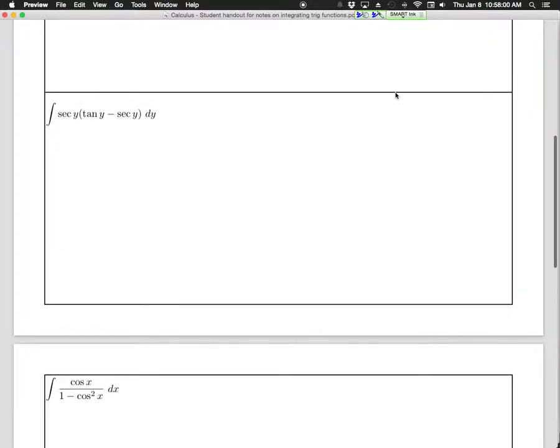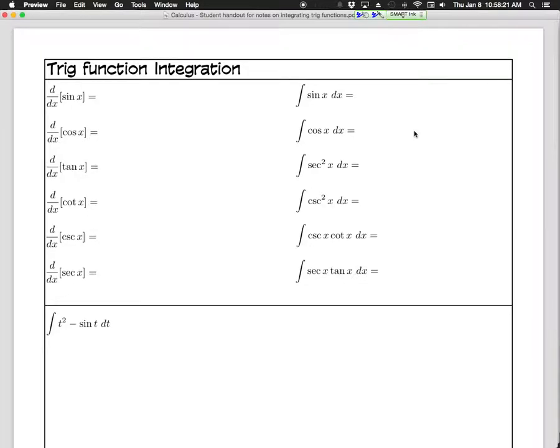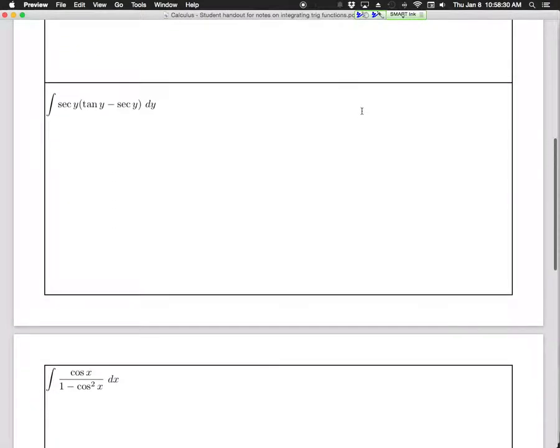All right, I have secant y times tangent y minus secant y dy. Distribute. Now, let's talk about what tells me I need to distribute. A couple things tell me that. You don't know secant. The parentheses. I don't know how to integrate secant by itself. If it's not one of these, I can't integrate it right now. So if it's not one of those, that tells me I've got to do something. And one of those somethings I might need to do is distribute. So if I distribute, I get secant y tangent y minus secant squared y, dy.